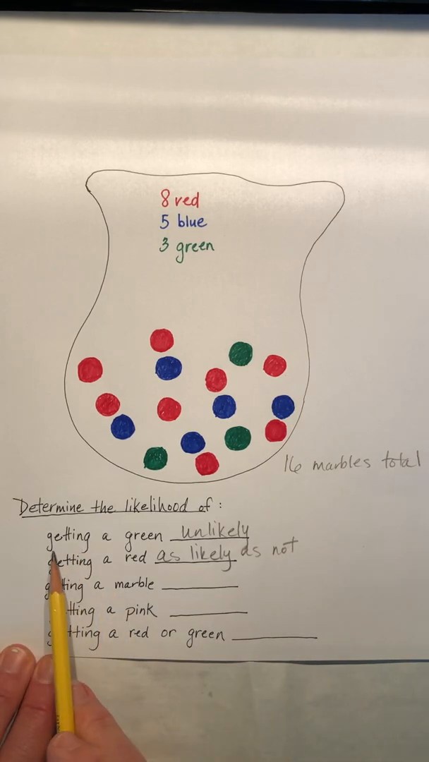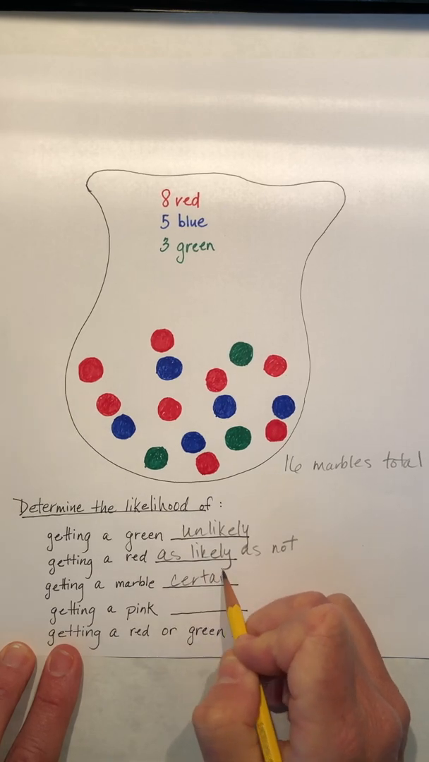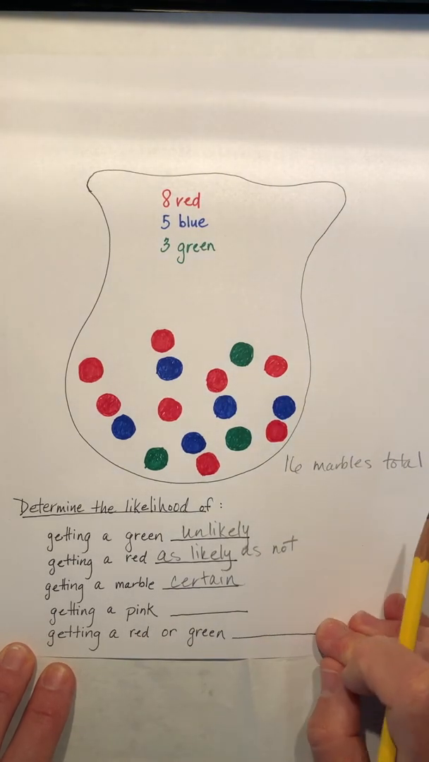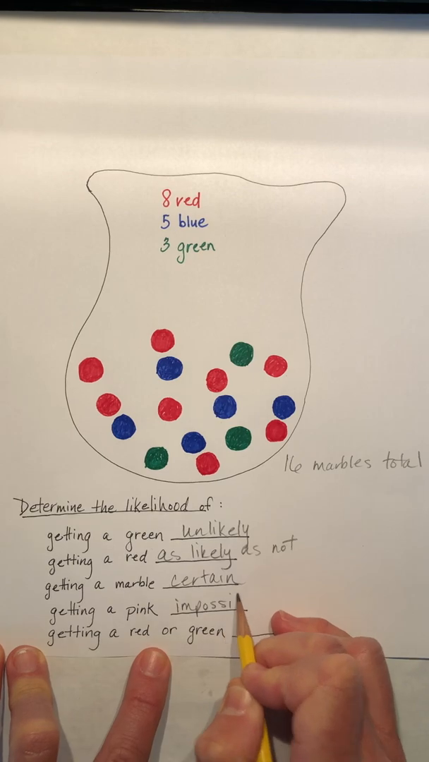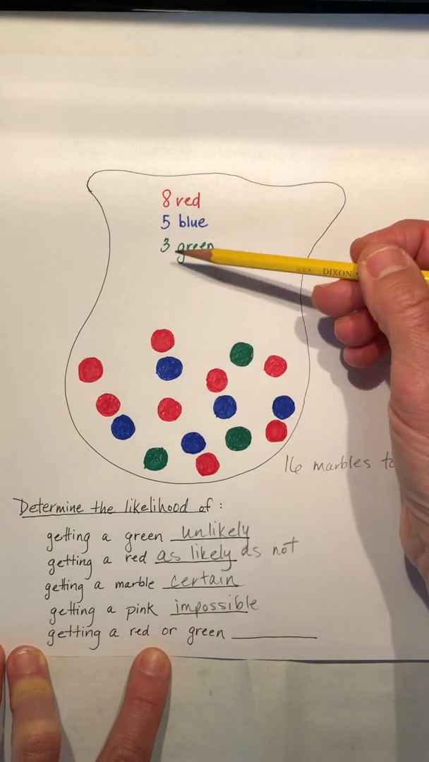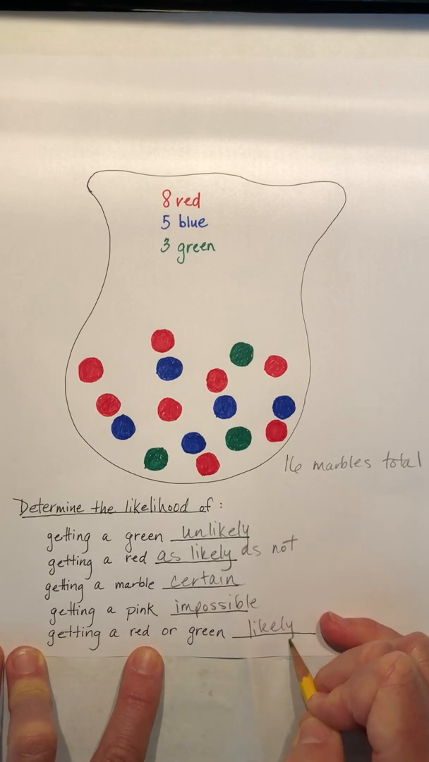So let me back up for a second. You should have written down getting a green, unlikely. Getting a red, as likely as not. How about getting a marble? If you reach in and pull something out, it's 100% chance that you will get a marble. That is certain. How about getting a pink? What's the probability of getting a pink? Well, since there aren't any pink, getting a pink is impossible. And how about getting a red or a green? So let's say I were going to give you $1 if you reached in and got a red or a green. You've got a pretty good chance, right? Because 11 of the marbles out of the 16 are red or green. So your chances of getting that $1 are likely.